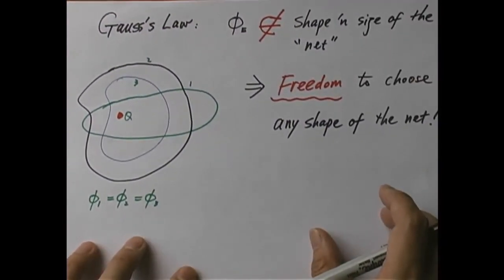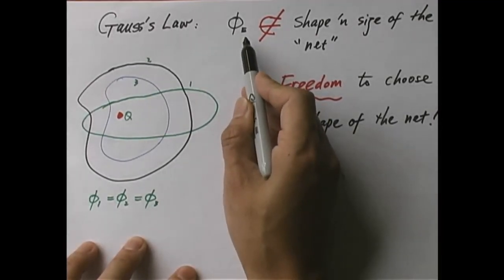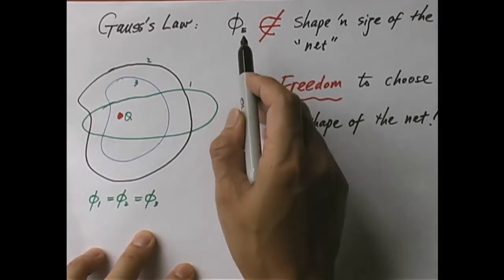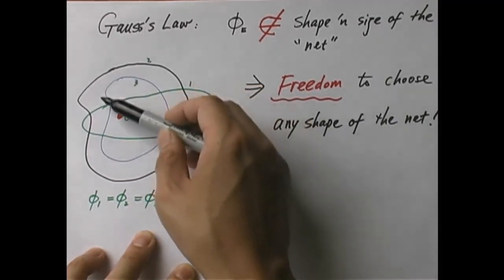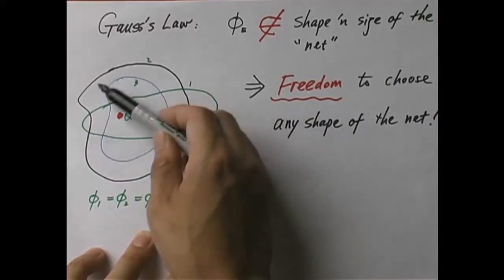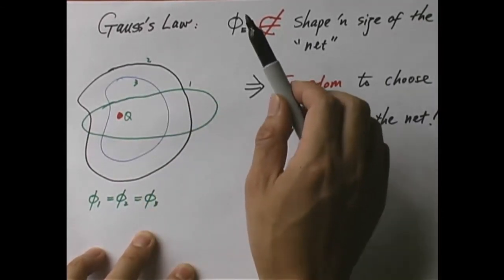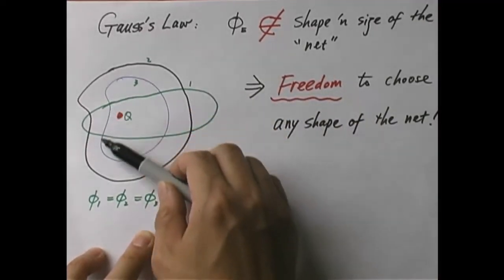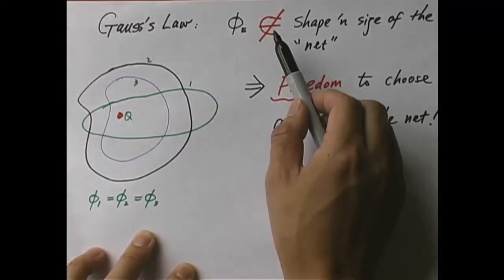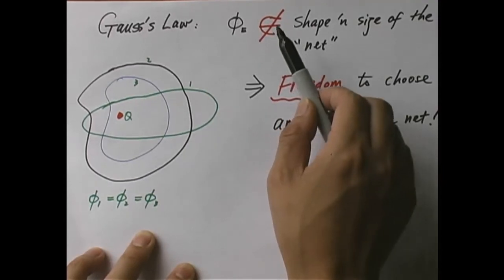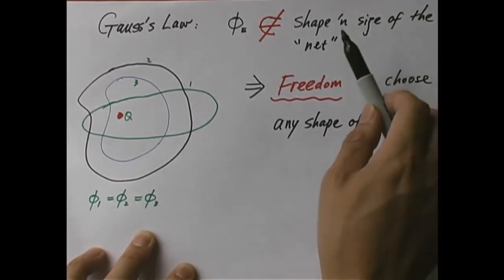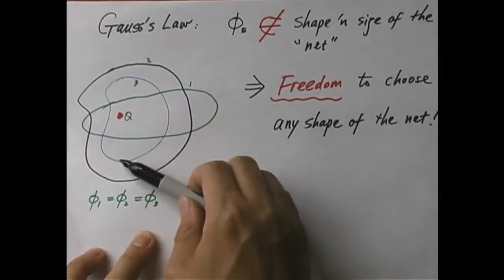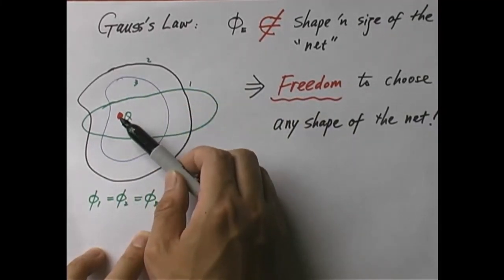Gauss's law describes the behavior of this electric flux, which we just defined in the previous page. It says that the electric flux through a certain enclosed surface, not a patch anymore, rather a self-enclosed surface with no holes on it, such as this surface, that surface, is independent of the shape and size of the net. By net, I mean this enclosed surface, which captures a certain amount of charge inside.